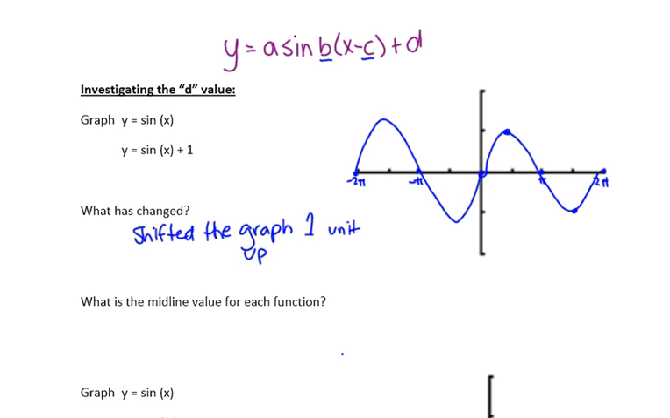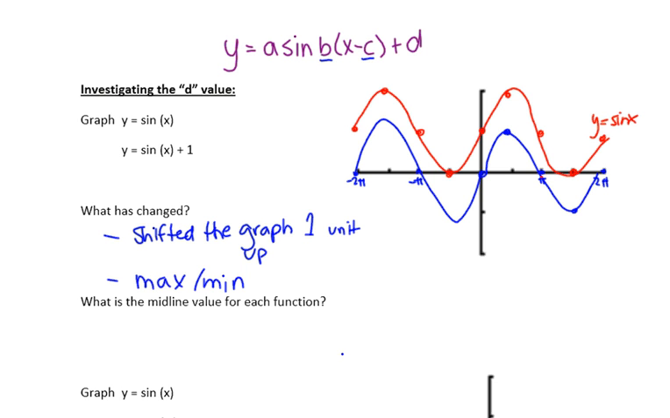So it affected our max and min values. So our max and min values are going to change. Our intercepts will also end up changing because we're moving it up 1. So everything we're going to move up 1 unit. All our points, move them up 1. So once you've graphed your sine x, move everything up 1 unit. And then you can connect the dots. It was ugly. Okay. Y equals sine x plus 1.